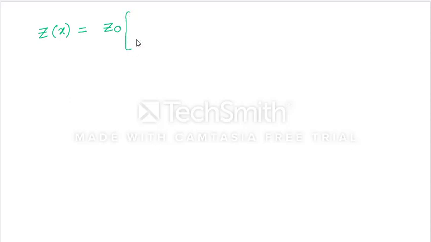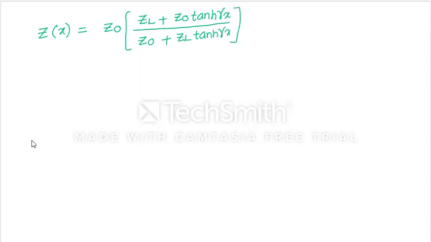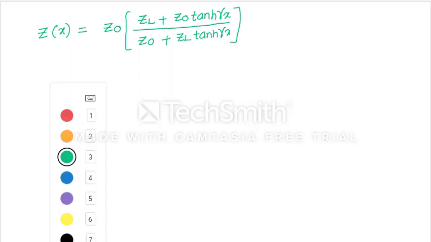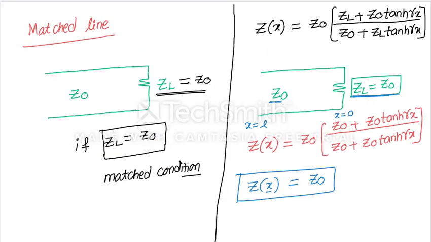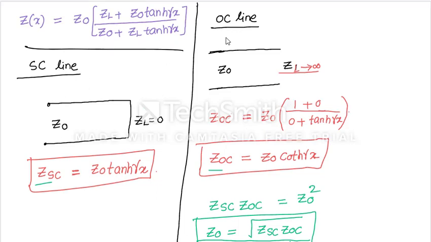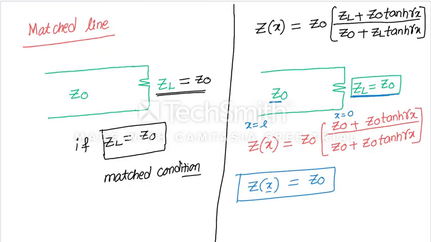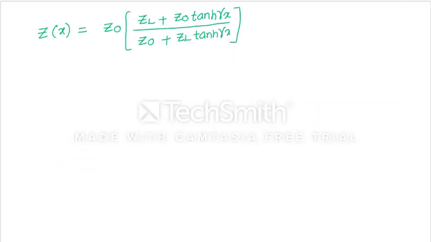Z naught into ZL plus Z naught tanh gamma x, divided by Z naught plus ZL tanh gamma x, isn't it? This is the impedance. Previously we have seen the short circuited line, lossless open circuited line, and the matched line. Now we'll talk about the lossless line.